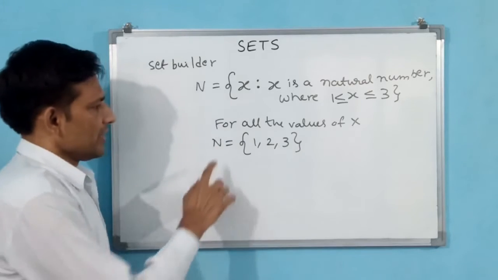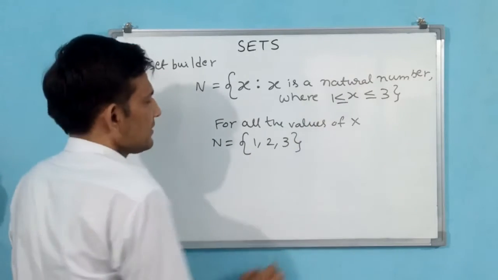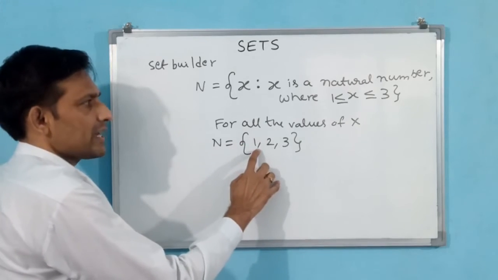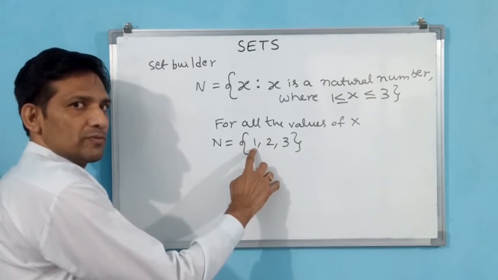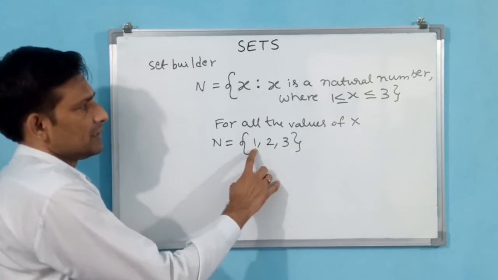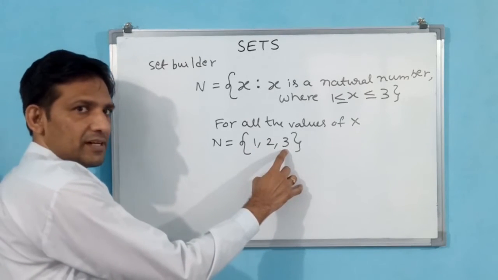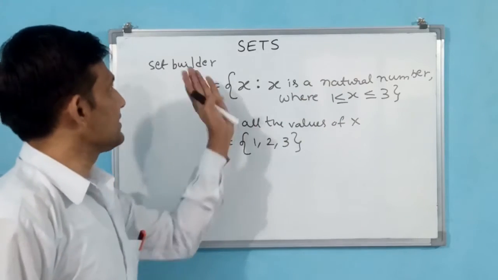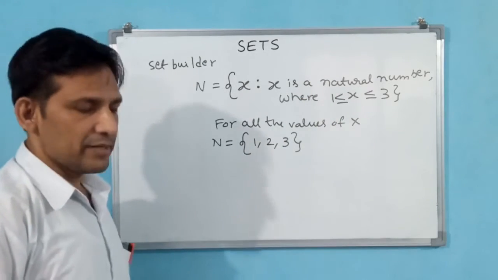You see here, n is a natural number. But x is a natural number, x is greater than or equal to 1 and less than or equal to 3. Like this you have to represent this in set builder form.